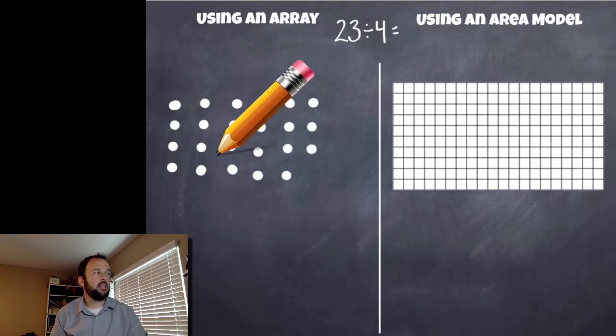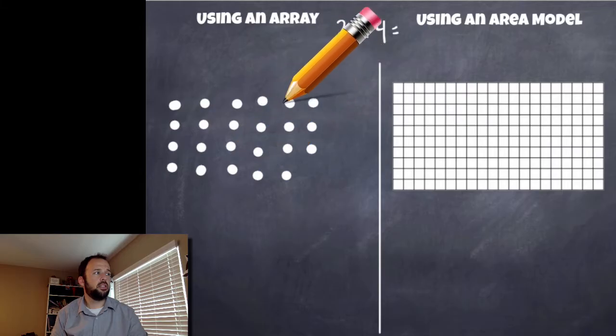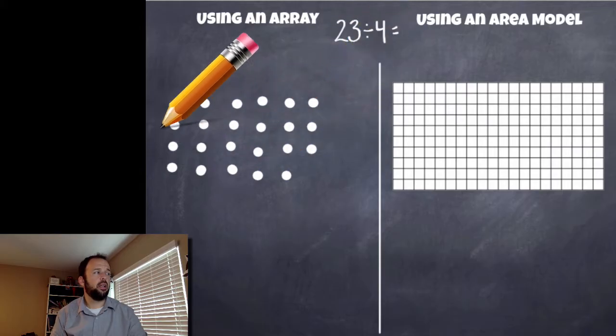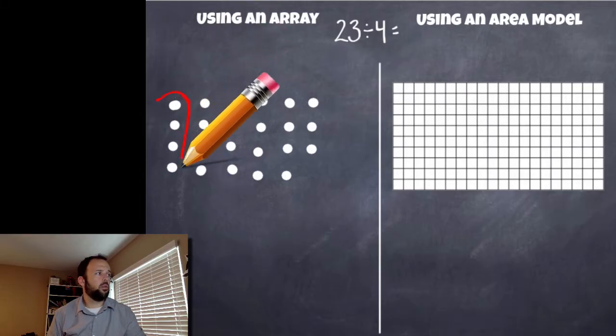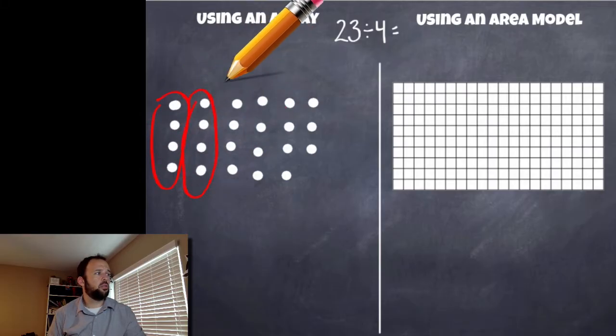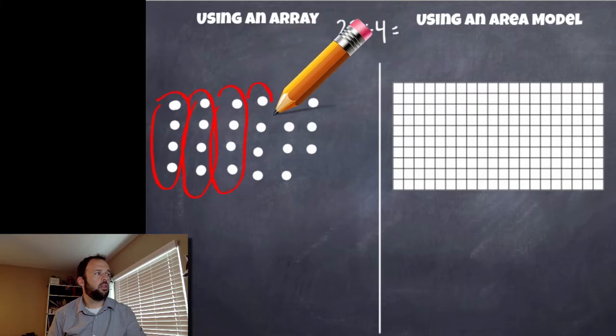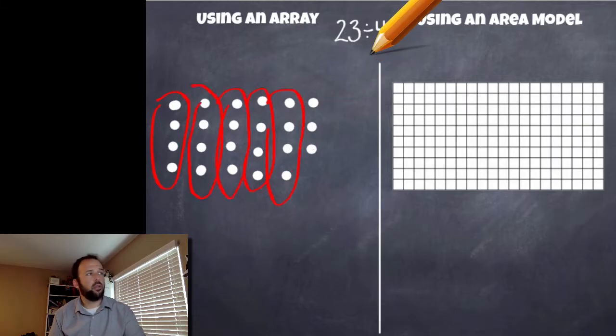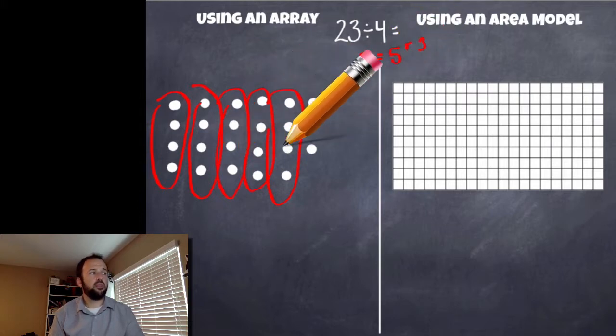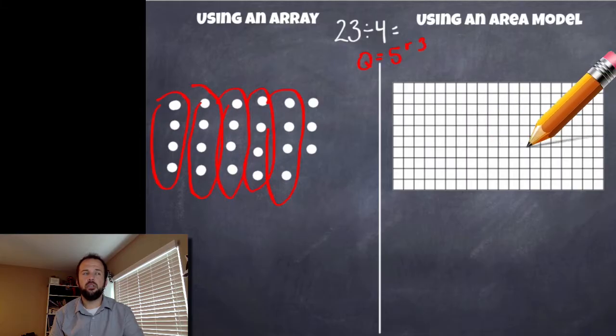All right, so here's what I got. 4, 8, 12, 16, 20, 23, right? So I have how many groups of 4? All right, I would have 1, 2, 3, 4, 5 groups of 4 with 3 left over. So those 3, I can't make another group of 4 with that. So I know that my quotient is going to be 5 with a remainder of 3.